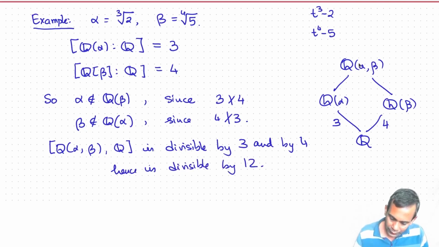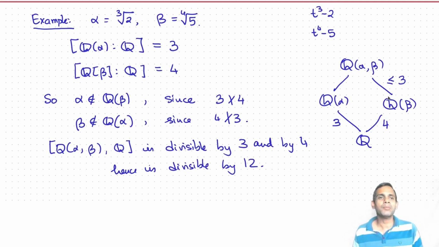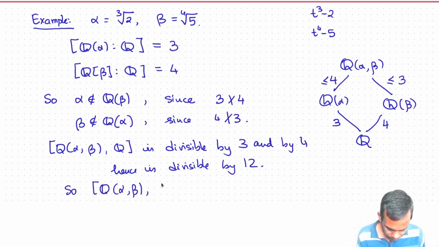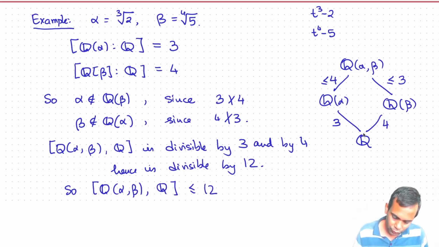Okay, but we also know that the degree of Q(alpha, beta) over Q(beta) has to be less than or equal to 3, because alpha satisfies the equation t cubed minus 2, which is an equation with coefficients in Q, but it's also an equation with coefficients in Q(beta). So alpha satisfies a polynomial of degree 3 over Q(beta), and so its irreducible polynomial must be of degree less than or equal to 3. So the degree of Q(alpha, beta) over Q(beta) is less than or equal to 3. Similarly, you could argue that the degree over the other field must be less than or equal to 4. And so what we get is that the degree of Q(alpha, beta) over Q is less than or equal to 12, 4 times 3, which means that since we know that it's divisible by 12, it has to be exactly 12.